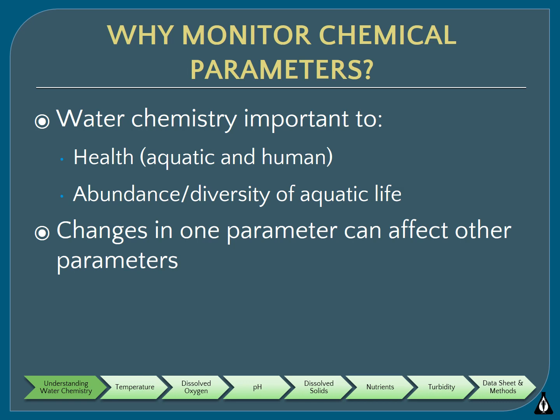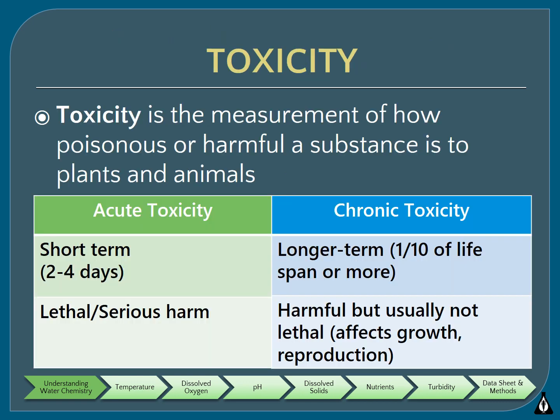And it's also important to note that changes in one parameter can affect other parameters, like an increase in temperature could also cause a decrease in dissolved oxygen, and so forth. We care about water chemistry because it's related to toxicity. Toxicity is the measurement of how poisonous or harmful a substance is to plants and animals.